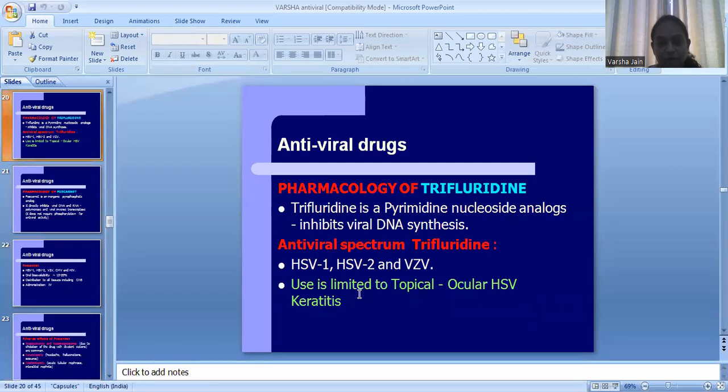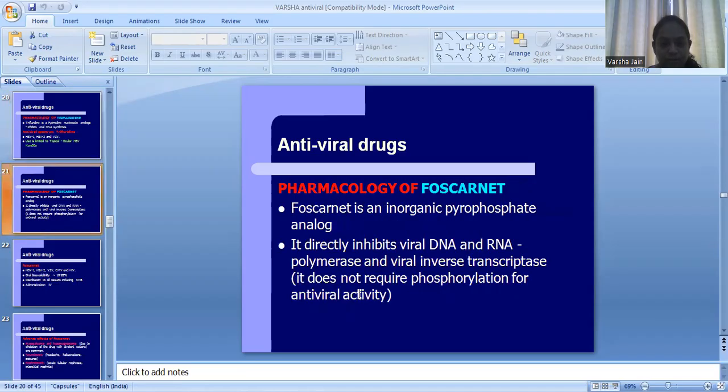Pharmacology of trifluridine. Trifluridine is a pyrimidine nucleoside analog which inhibits viral DNA synthesis. Antiviral spectrum of trifluridine is HSV1, HSV2, and VZV. Use is limited to topical ocular HSV keratitis.